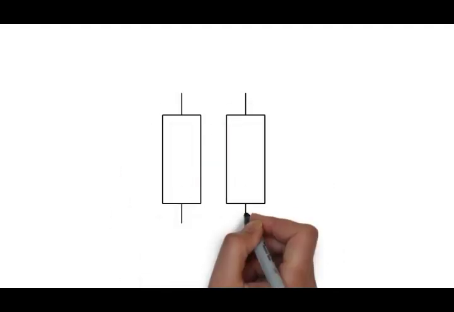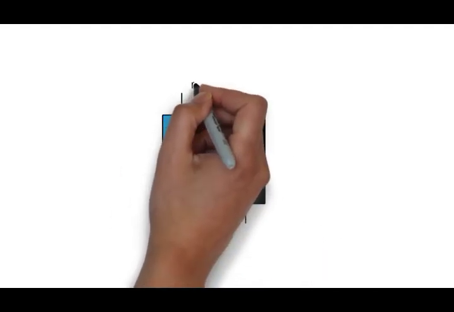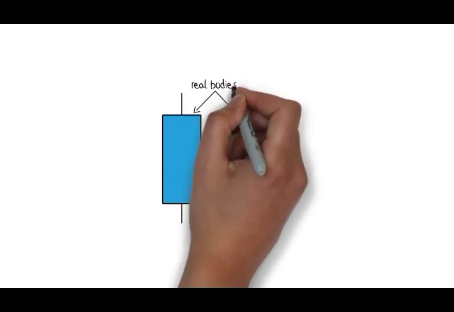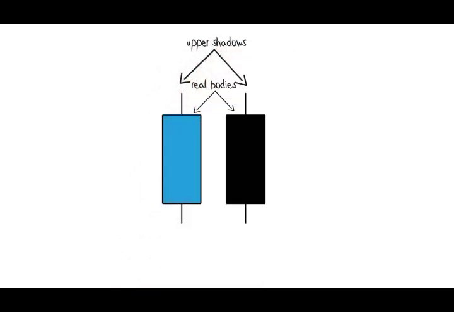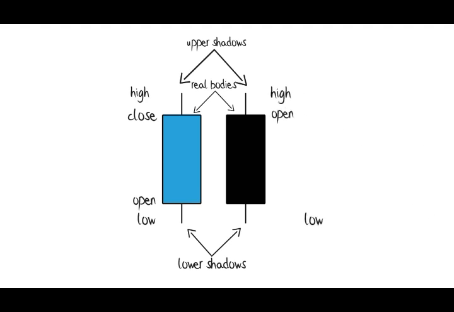Here's a quick recap about candlestick anatomy. The big blocks are called real bodies. The vertical lines above these blocks are upper shadows, and the lines below are called lower shadows. For a bull candle, here's the open, low, high, and close. And for a bear candle, open, high, low, and close.